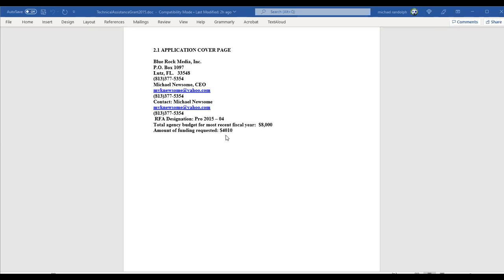They're saying, the grantor is saying, we want to give you up to $5,000. But we want to look at your total budget. They're asking, what is your total budget? And basically they're saying that minus 4,000, the rest of it is in-kind service.